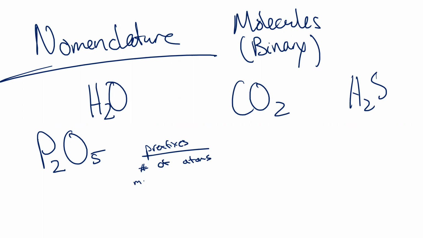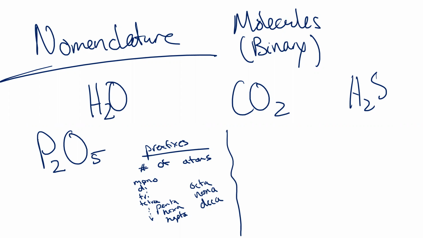You know these ones: mono, di, tri, tetra, penta, hexa, hepta. So penta, hexa, hepta. That's 1, 2, 3, 4, 5, 6, 7. Octa, nona, deca. That's 1 through 10. Okay. Water is dihydrogen monoxide.